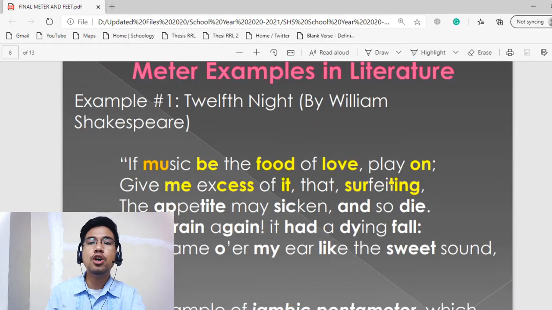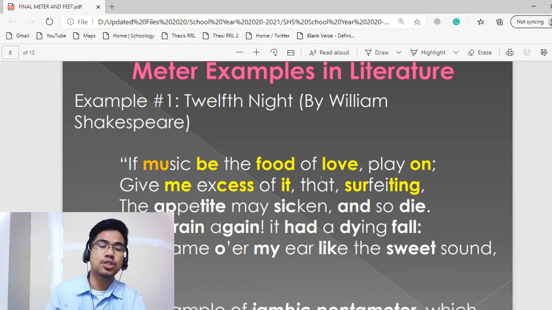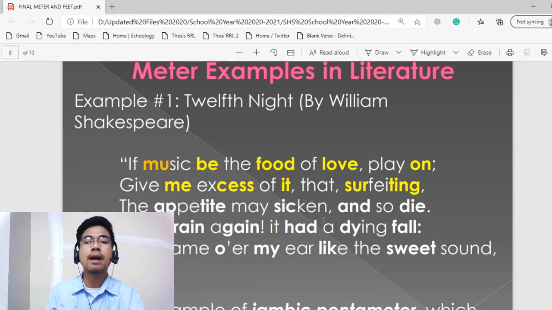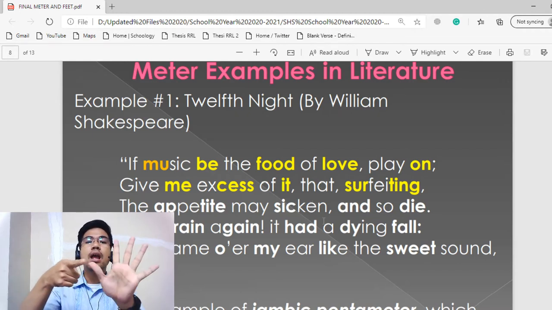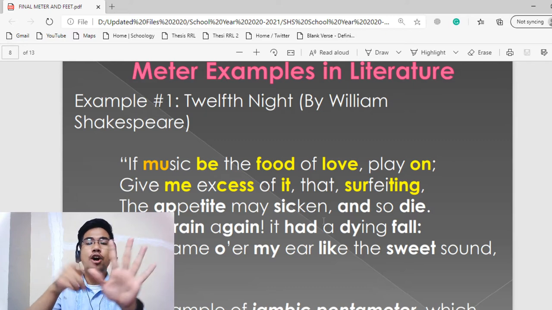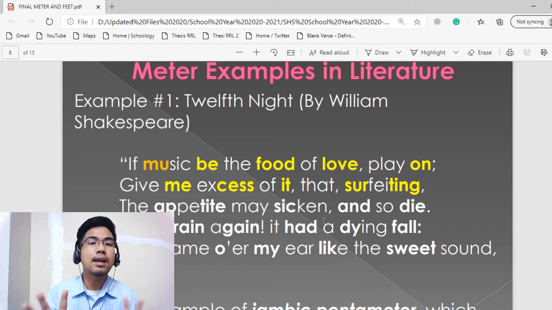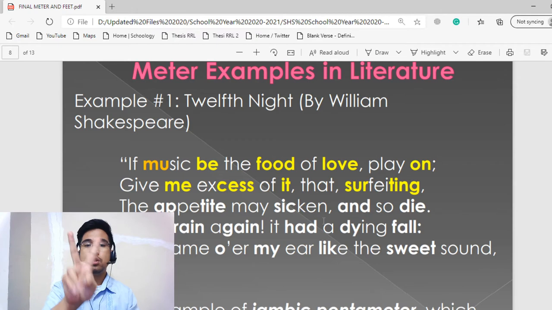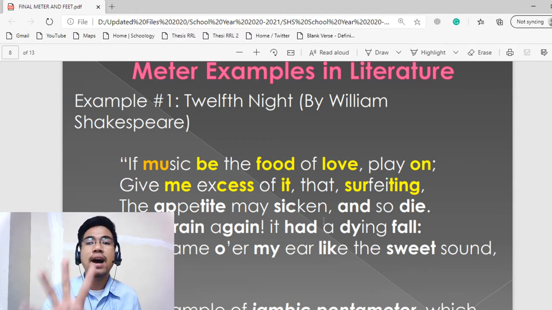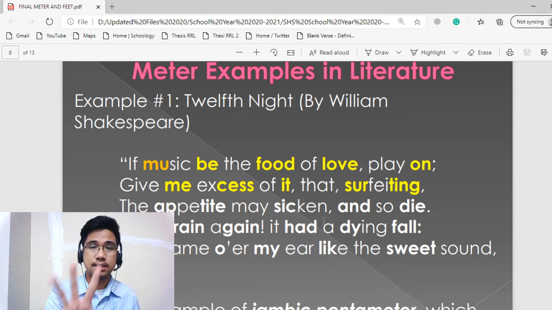Now, if we are going to count the number of syllables in this particular poem, we are going to consider the meter according to number of syllables on the first line. We are going to count: if music be the food of love, play on. So there are 10 syllables in this line. What again is the thing that we are going to do? Divide the number of syllables into 2. So 10 divided by 2 is 5. So there are 5 pairs of sound in this line.